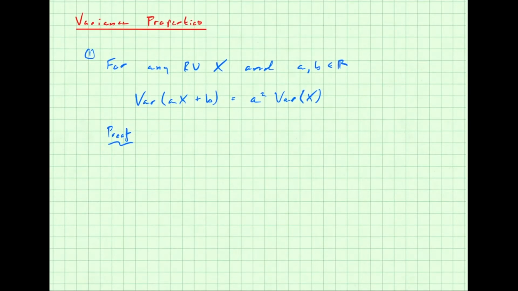It's pretty straightforward. You just put in the left side and hammer away at it until it looks like the right side. So we'll write the variance of ax plus b. Now we're going to put in the definition of this. So it's the expected value of (ax plus b) squared minus the square of the expected value of ax plus b.